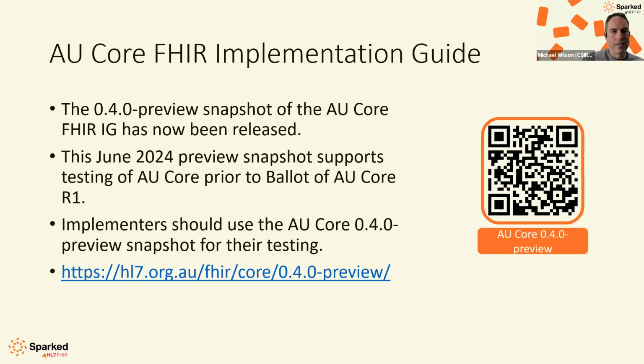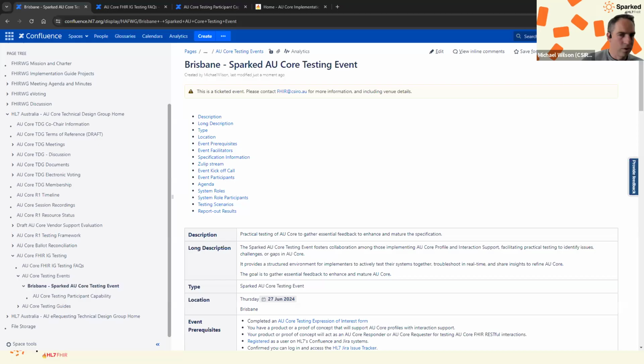So the AU Core testing scenarios. So the 0.4.0 preview snapshot of AU Core was actually created last night. So that's the snapshot that we're going to be using for testing, or we want you to use for testing. So we were going to use the ballot snapshot, but it's not quite ready yet. So this one has been specifically created for us for testing and will be used for testing up until the ballot one is available. So this is the one we should be using for your product, and I'll just show you a copy of that as well.